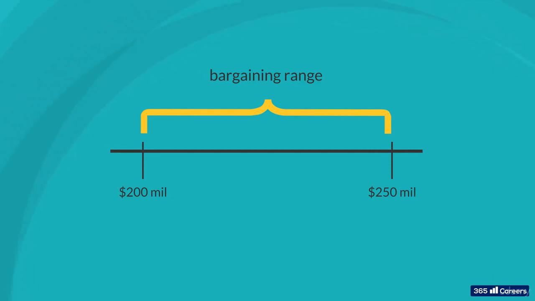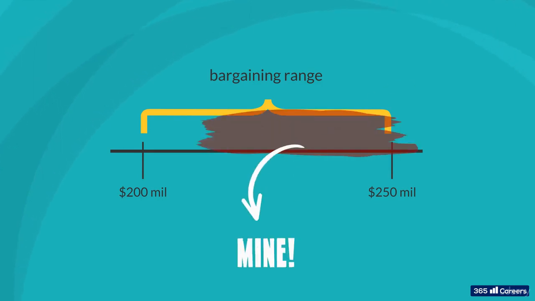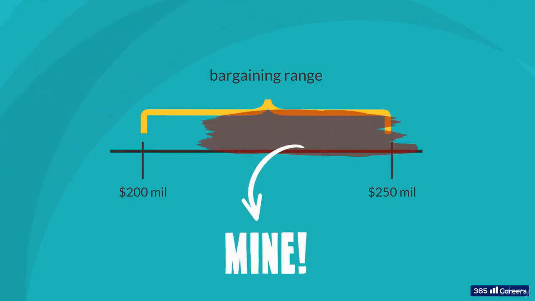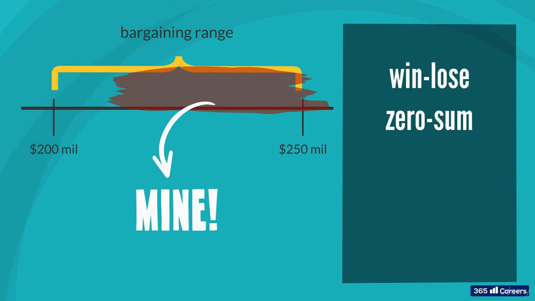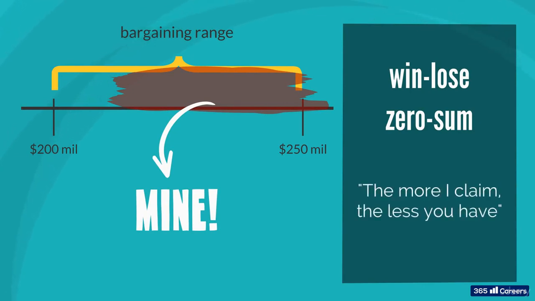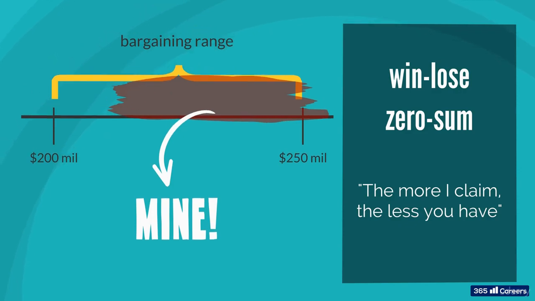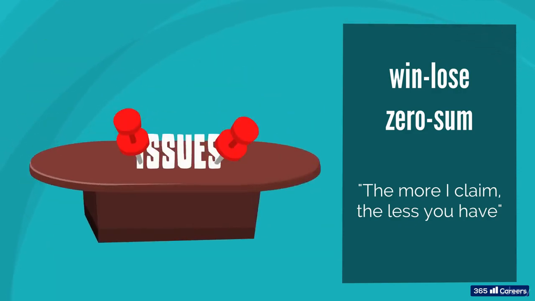The point of going into distributive negotiations is to secure as much of the bargaining range for yourself as you can. This type of competitive negotiating is often called win-lose or zero-sum. Why? If you manage to claim a lot of the negotiation surplus, your opponent will be left with less. The more one side gets, the less the other side receives. Don't forget, the issues on the table are fixed. Or at least this is what you and your opponent have chosen to believe. But more on that in our lesson on integrative negotiating.